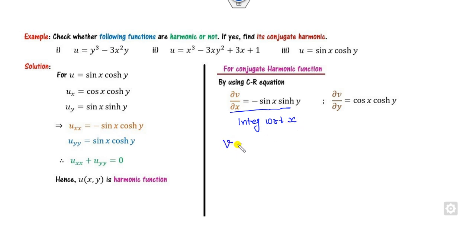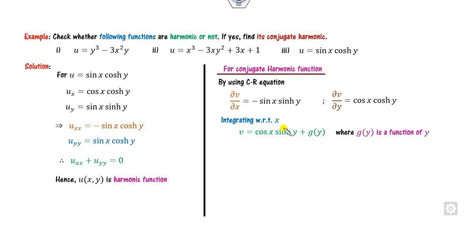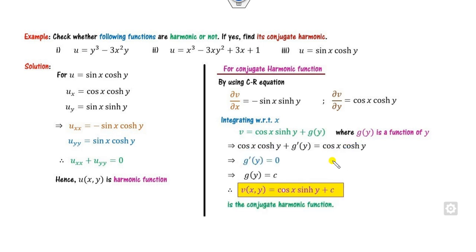So this sine hyperbolic y is my constant, which is outside. So what is the integration of sine x? Minus cos x. So it is plus g of y, where g of y is a function of y. Substitute this value as here, and take the partial derivative with respect to y. The partial derivative of sine hyperbolic is cos hyperbolic. You can see it cancels out. So g dash of y is 0. So g of y is a constant. So I can substitute here, and you will get the conjugate harmonic function.